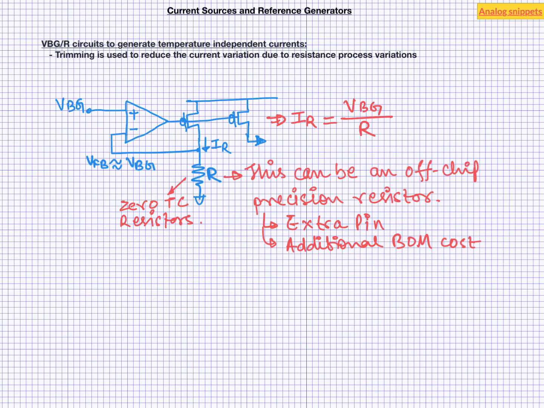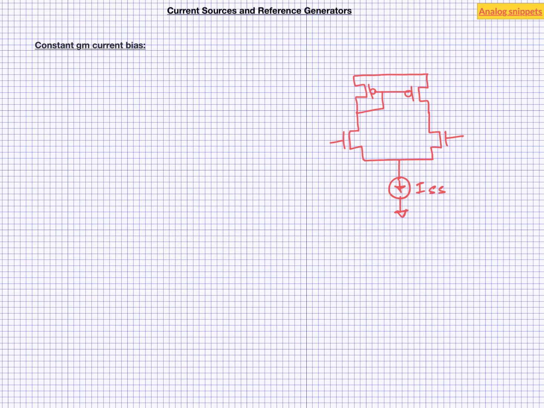And one such example is constant GM current biases. GM is perhaps the most important design parameter in amplifier design. For example, it sets the amplifier gain, bandwidth, and noise performance. If we assume the input diff pair to be in strong inversion, then GM is given by this equation.